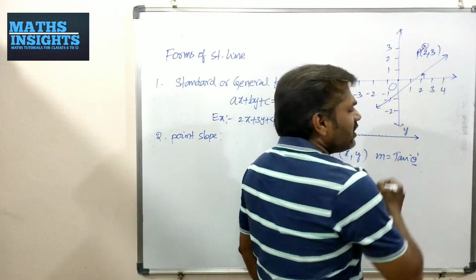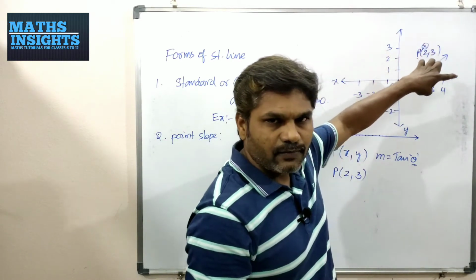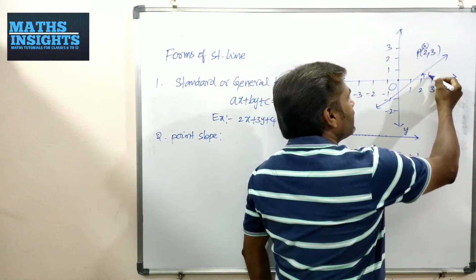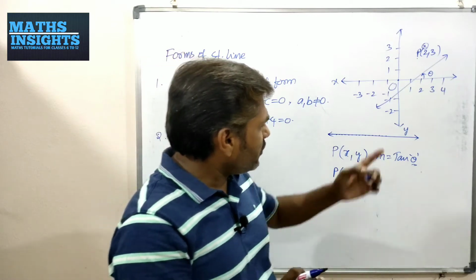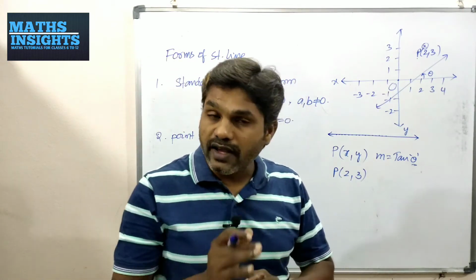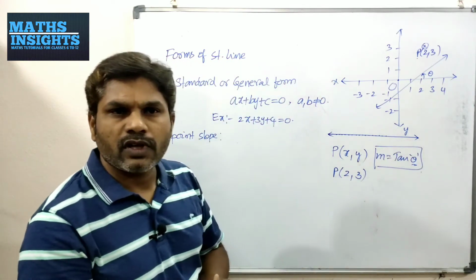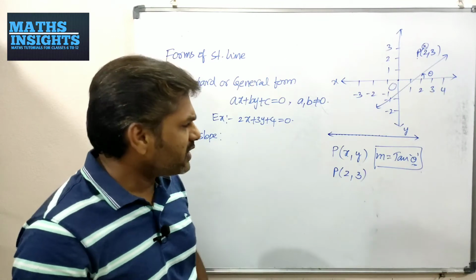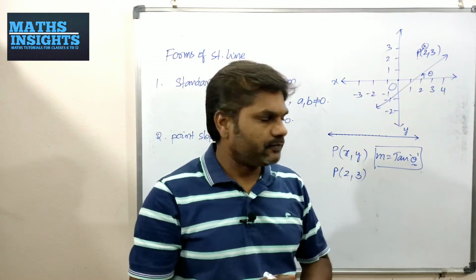Then there will be some space between the positive x-axis and the straight line. This space is called angle and that is represented with theta. If you measure that theta with a trigonometric ratio tan, then you will get slope m. And also slope can be measured when the 2 points are given. We will discuss it later.